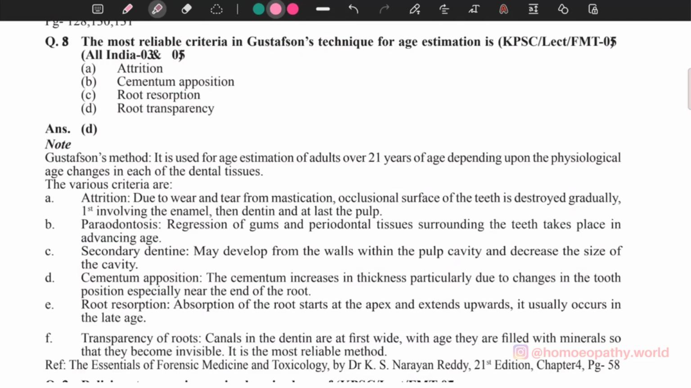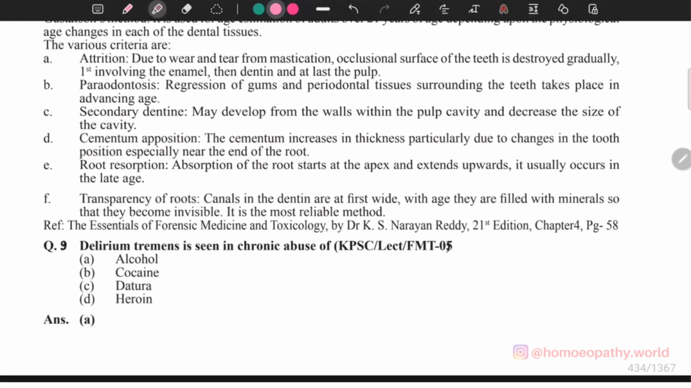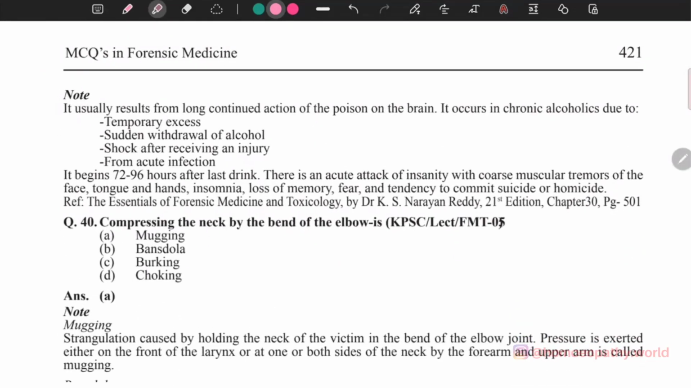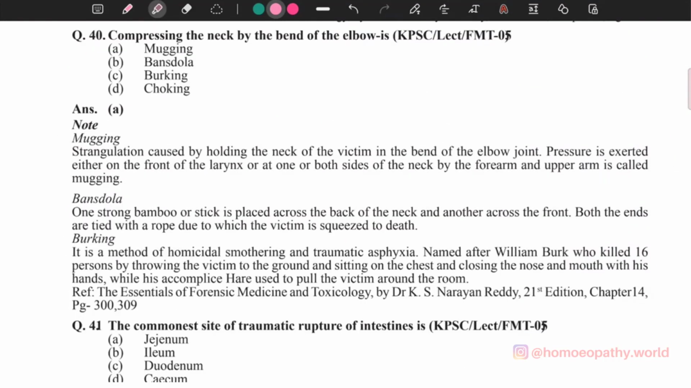So moving on to the next question. The most reliable criterion in Gustafson's technique for age determination is A. Attrition, B. Cementum apposition, C. Root resorption, and D. Root transparency. The answer is D. Root transparency. Delirium tremens is seen in chronic abuse of A. Alcohol, B. Cocaine, C. Datura, and D. Heroin. Answer is alcohol.